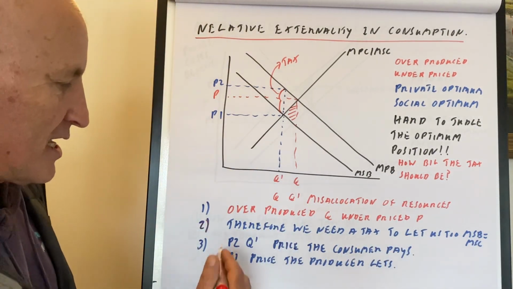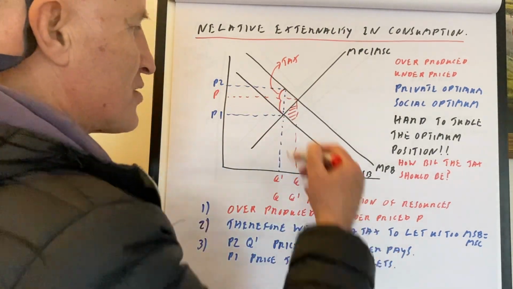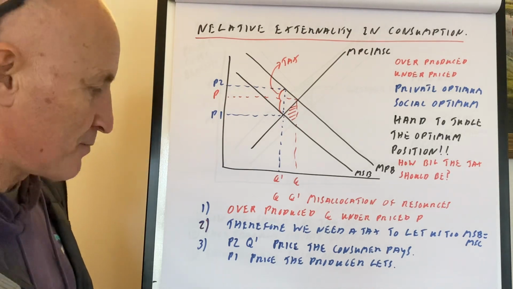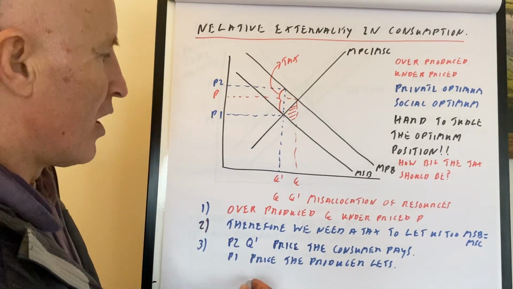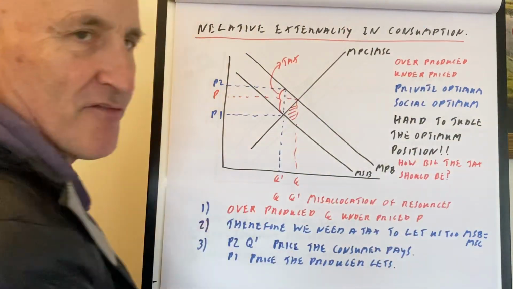MSB equals MSC. P2 Q dash is where we want to be because that's where MSC is equal to MSB. And finally, P1 is the price the producer gets. Right. That is clearly a chain of analysis.